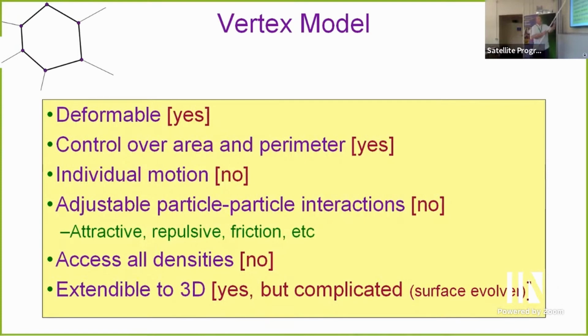There's no way to adjust the particle interactions. They're just there. You can't get to all densities. Everything has to fill the space. This is extendable to 3D, and obviously people know that's what Surface Evolver is. Surface Evolver is a very old program. It does this in 3D. In 2D, it's pretty easy. There's just the T1 transition. That's the only thing you have to worry about. But in 3D, there's I don't know how many. You guys must know exactly how many types of transitions are in 3D, but it's so much more complicated. It can be done, but it's hard to do.